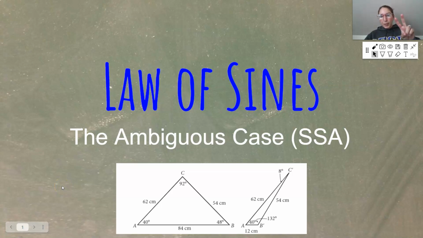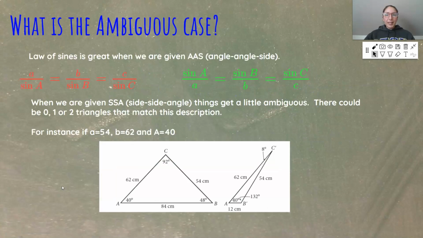This is video 2. The last video was Law of Sines, the angle side case. This is going to be the case where we have a side and an angle given to us, in which case we can still use Law of Sines, but there's a couple things we're going to have to account for, and that's why this is going to be called the ambiguous case. So what is the ambiguous case?